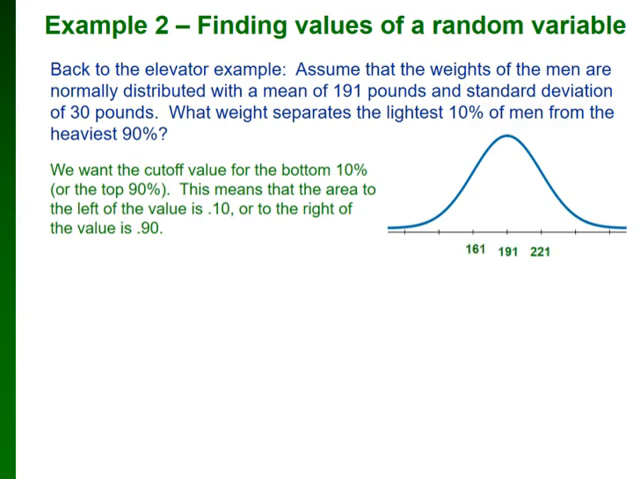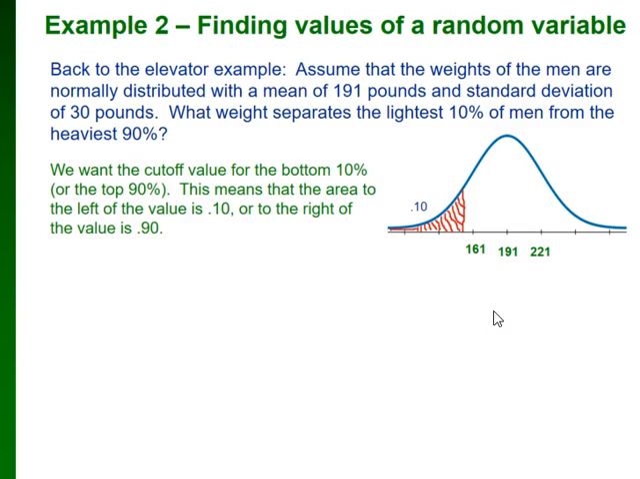Here's our picture. Our mean was 191, so that goes in the middle. Here are two values going up or down by 1 standard deviation. And what we want to shade, if we're thinking about the bottom 10%, that means that this area on the left is only 0.10, so it's going to be pretty small. It's definitely less than half. So this would be the 0.10 over here. We could also think of it that this area that's not shaded would be the 0.90.